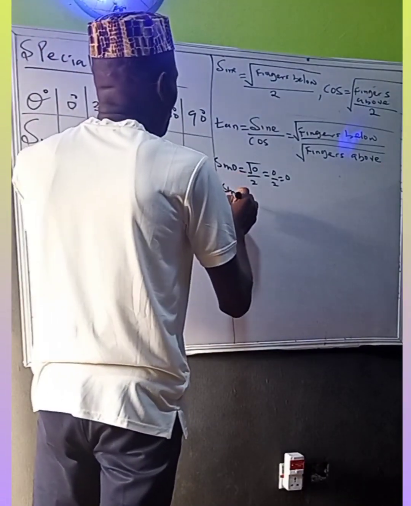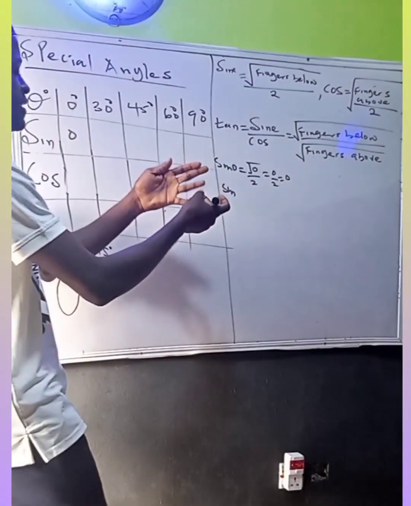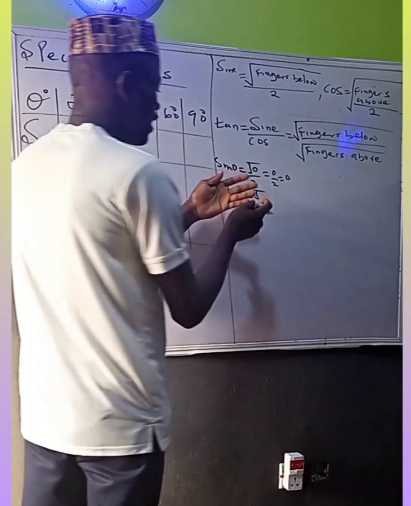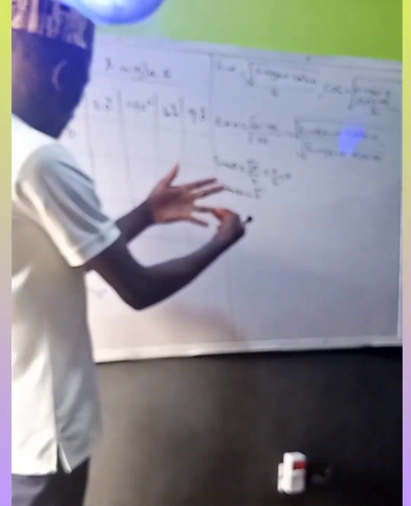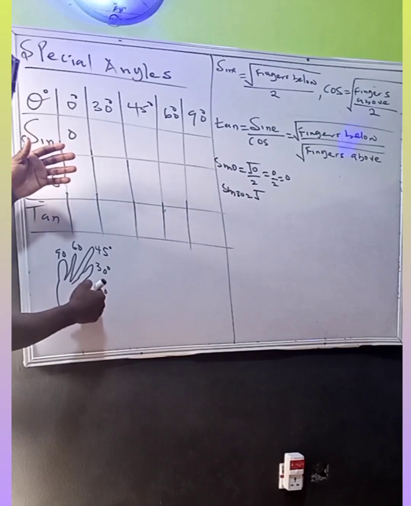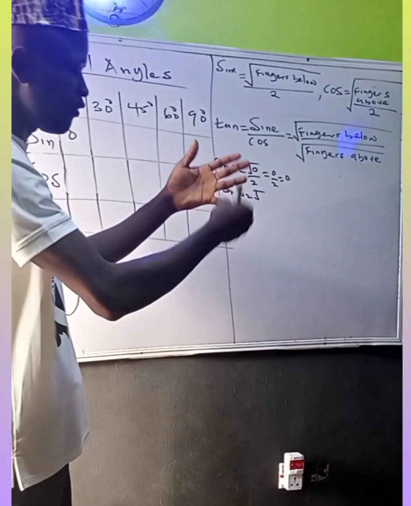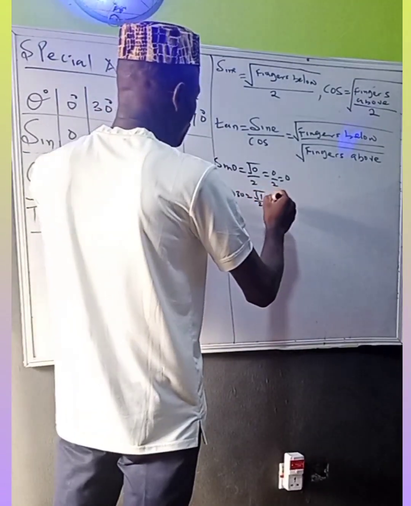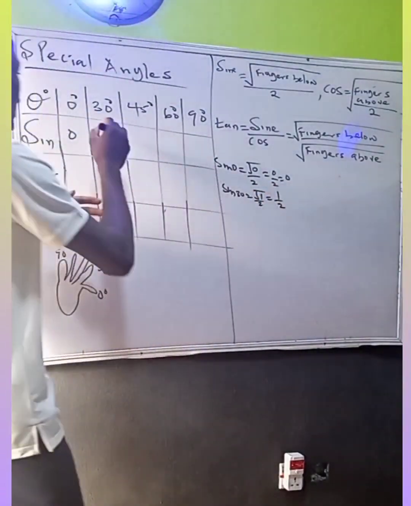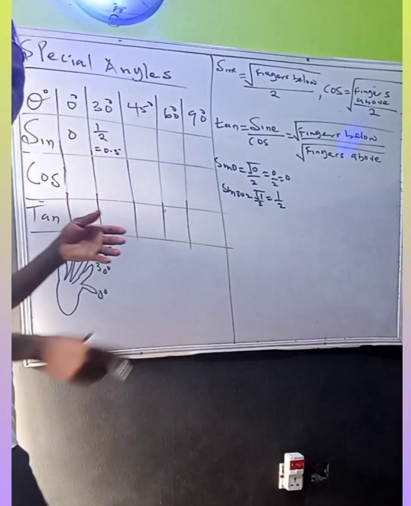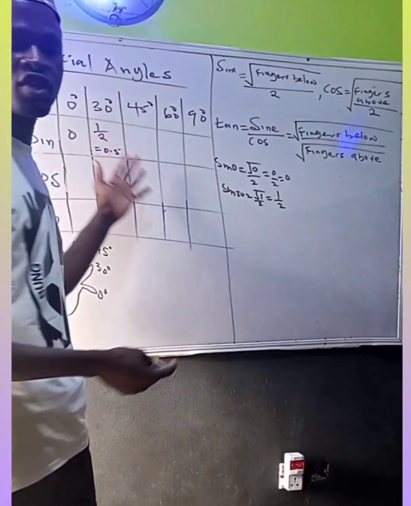The next angle is 30. Sine 30 becomes the square root of the fingers below angle 30. How many fingers do we have below 30? We only have one finger. So we're going to have the square root of 1 divided by 2, which is 1 over 2. So sine 30 is 1 over 2, sometimes represented by 0.5. Check your calculator. For this one, we are not using a calculator.